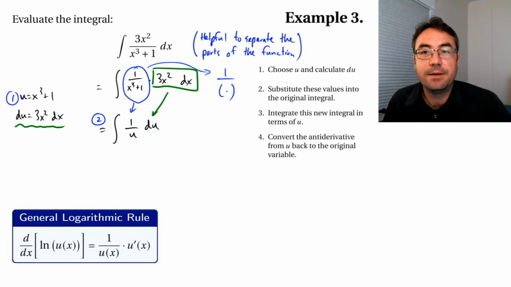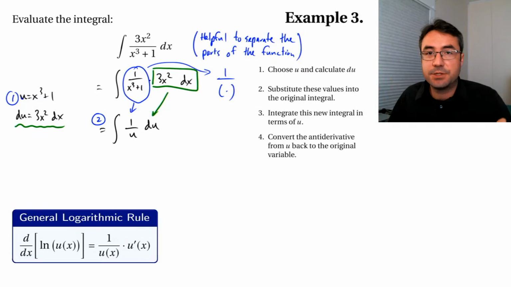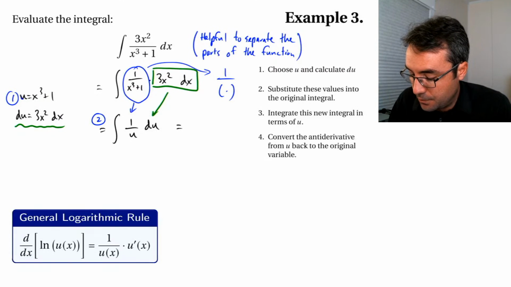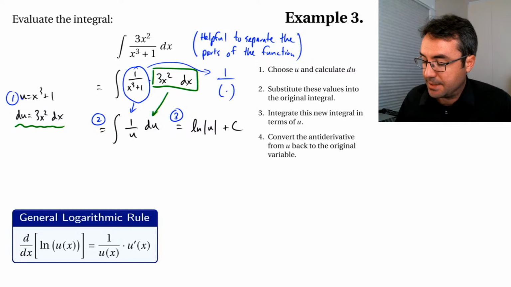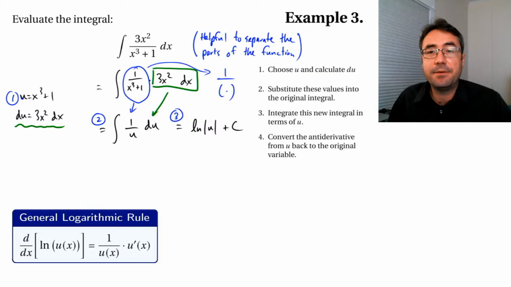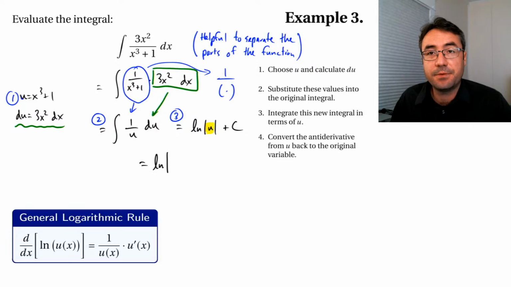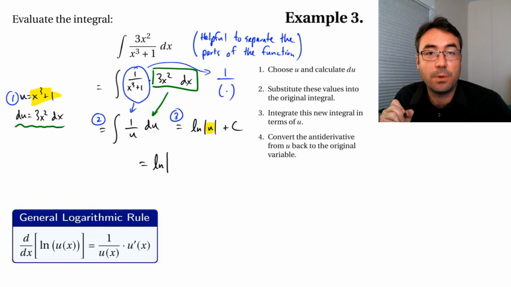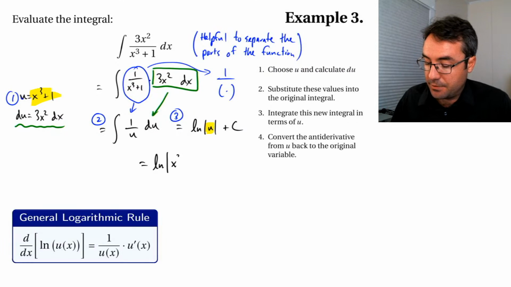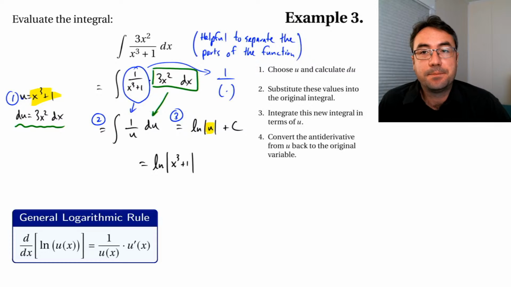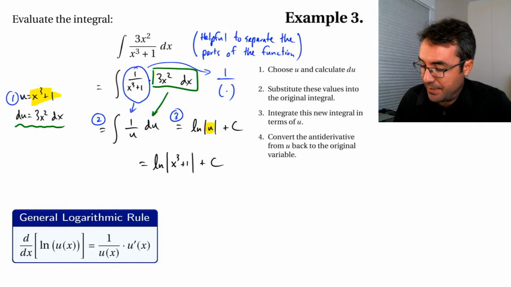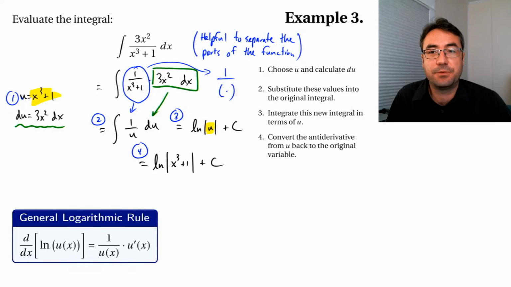And once you've done that, now this is a basic format that we can just integrate. The antiderivative of 1 over u is the natural log of the absolute value of u plus c. So that's step 3, get the antiderivative. And then finally we want to get back to x. So that's our last step: wherever we see a u in our antiderivative, we plug in x cubed plus 1. So it'll be the natural log of the absolute value of x cubed plus 1, plus c. And that's our final step, just to convert back to the original variable.